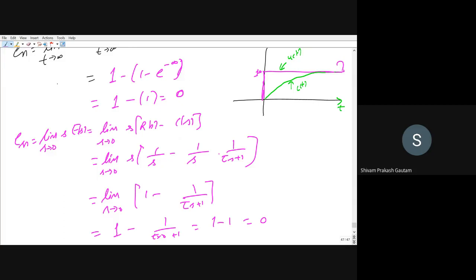Is it okay? So you can observe that both ways we are getting steady state error as 0, which you can also observe from this part onward. Steady state error is 0. Why? Because the output is following the input. You can see there is no difference. Is it okay? Okay, now we will see the third case.